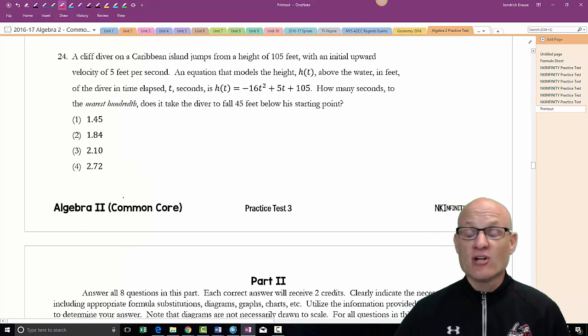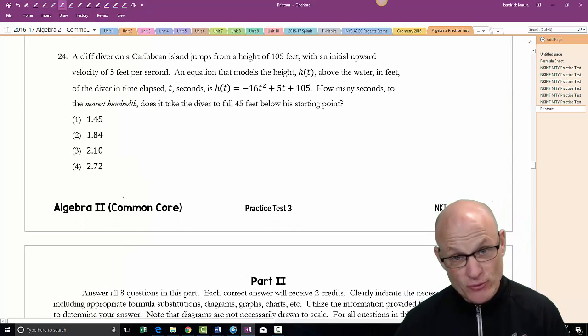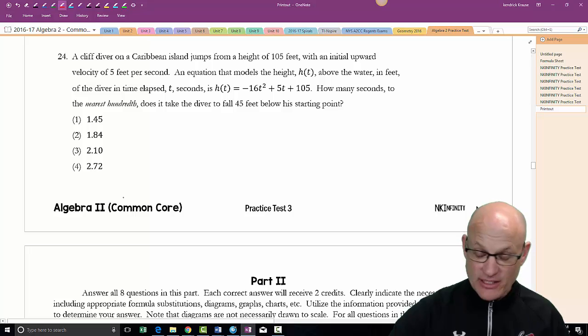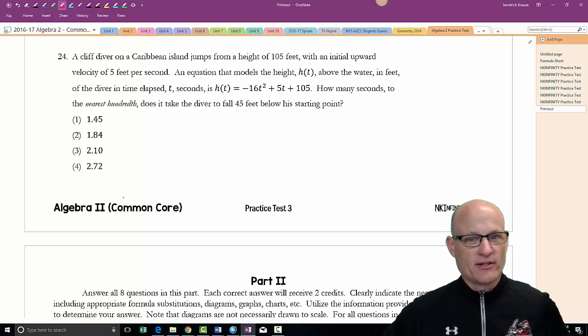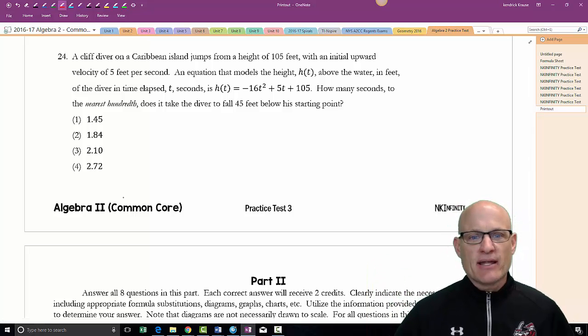A cliff diver, otherwise known as a cuckoo for Cocoa Puffs. Who the heck jumps off cliffs? I'm afraid of heights, by the way, just in case you're wondering. Given by that blah, blah, blah.